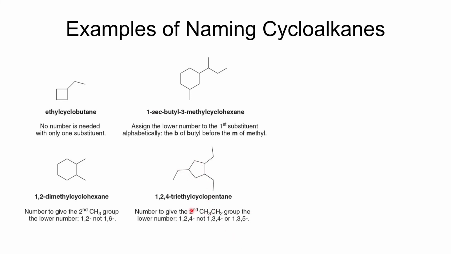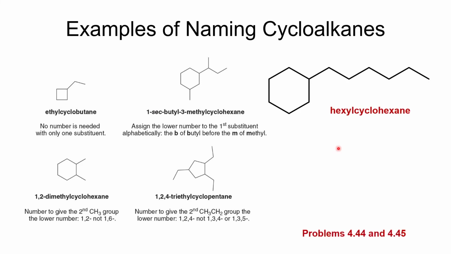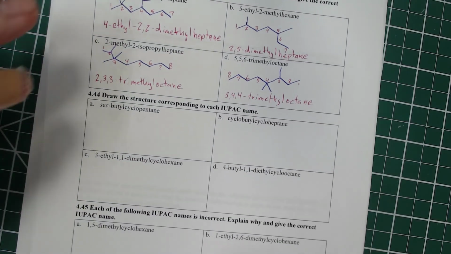Here we've got a 6-membered ring as our cyclohexane, and we've got a 6 carbon chain. Remember, the rule is if it's greater than or equal to, then the cyclo gets preference. So we're going to call this hexyl cyclohexane. All right, let's look at 44 and 45. After we're done with those, that will wrap up our first video for this chapter. So let's switch over here.